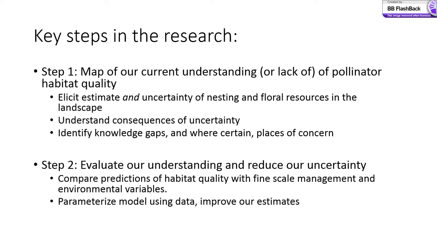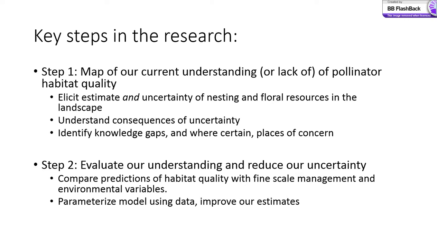Here are the key steps in the research. Step 1 is to generate a map of our current understanding of pollinator habitat quality. We are going to elicit estimates and uncertainty of nesting and floral resources in the landscape and generate maps of bee abundance and maps of uncertainty. Then we understand the consequences of uncertainty and identify knowledge gaps and places of concern.